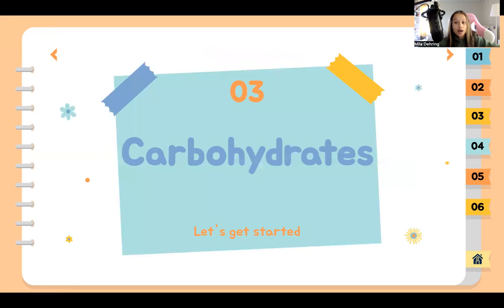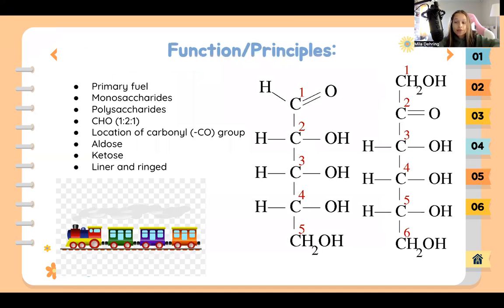So now we're going to go into carbs. The function and principles of carbs. Carbs are the primary fuel for the body, and they're the first things that are going to be used as energy because they're very quick and efficient. The monomer, or the single building blocks of carbs, are monosaccharides, and the polymer is polysaccharides. There's also a special group called disaccharides, which is 2 monosaccharides together.